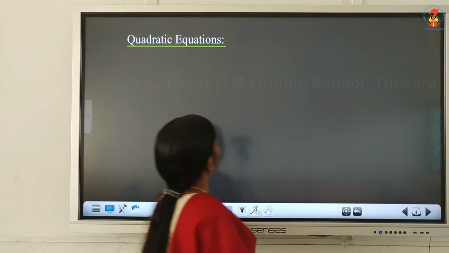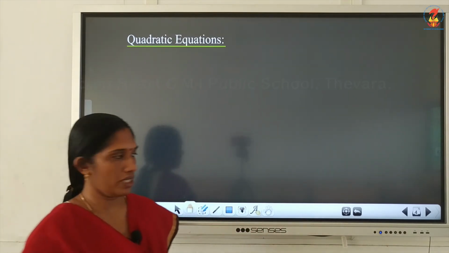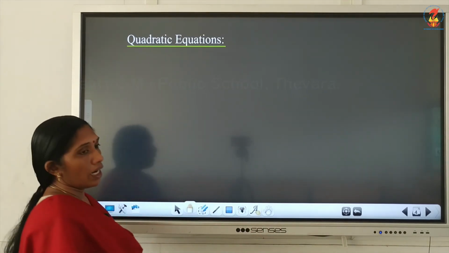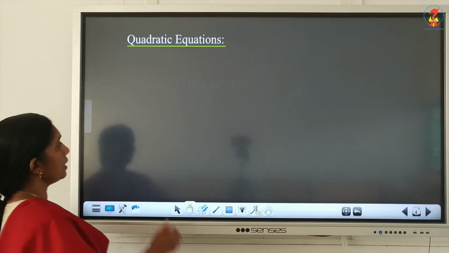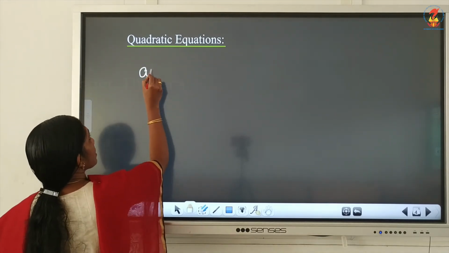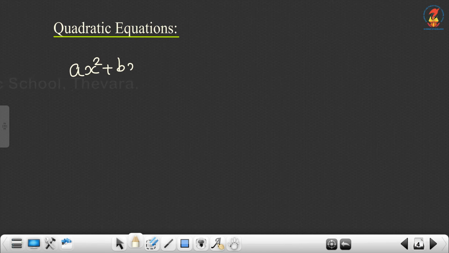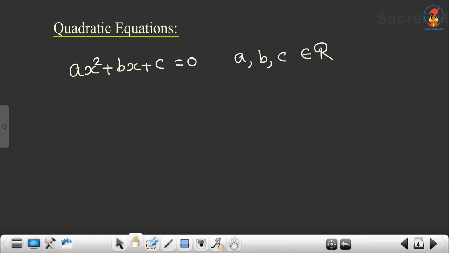Now, the next topic is quadratic equations. What is a quadratic equation? A quadratic equation means an equation of the form ax square plus bx plus c equal to 0, where a, b, c are real numbers, belonging to the set R, the set of real numbers, and a cannot be 0. So, that's a quadratic equation.